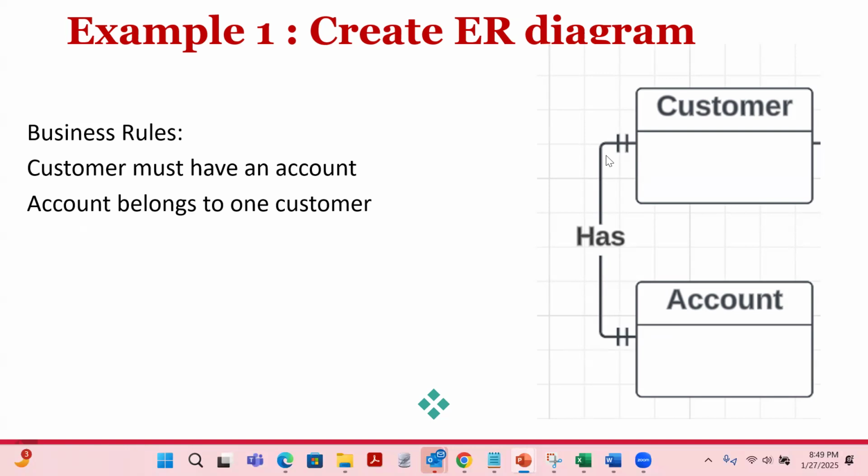The only thing we don't know is whether it's mandatory to have a customer for an account. And the second business rule is a supplementary business rule that tells us that account belongs to one customer. So it's one customer and it's mandatory. So simple, again, a very easy diagram that is a representation of those two business rules.